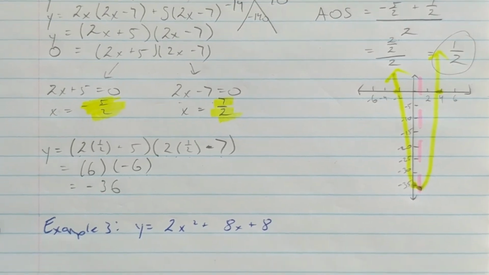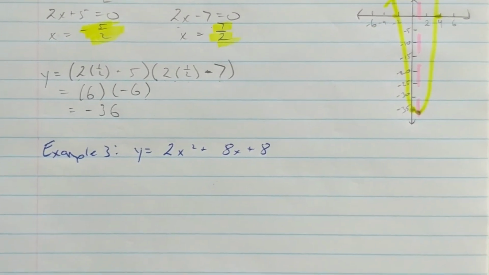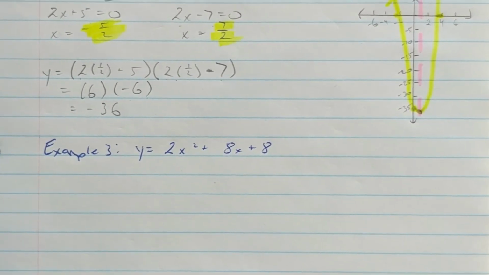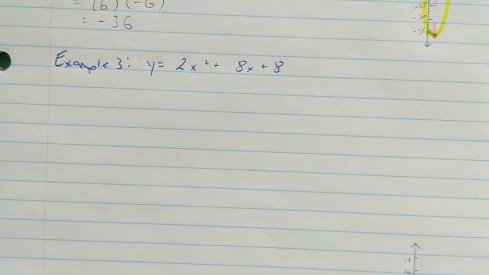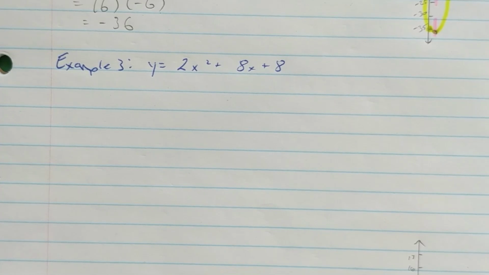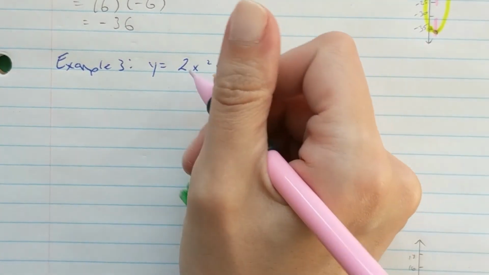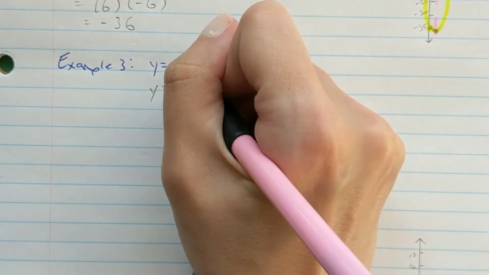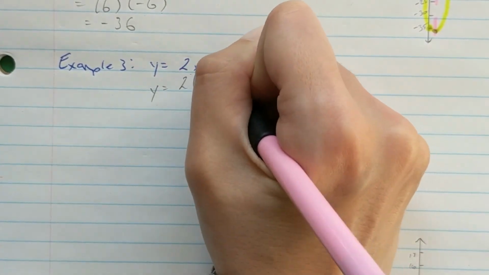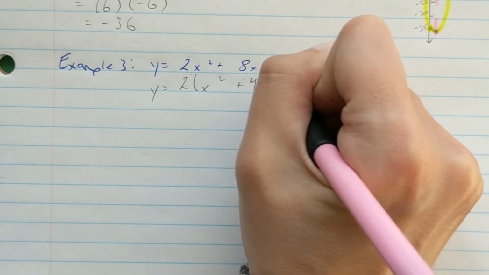Finally, let's look at our third example here. y is equal to 2x squared plus 8x plus 8. Before we jump to any kind of conclusions, I would say let's start by factoring just to get it out of our system. I'm going to common factor out a 2 from all terms first because I can, leaving me with x squared plus 4x plus 4.